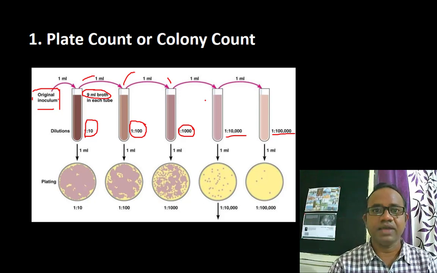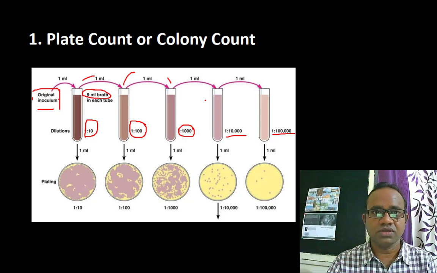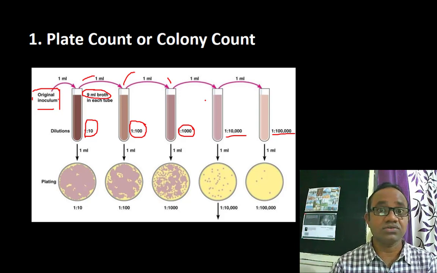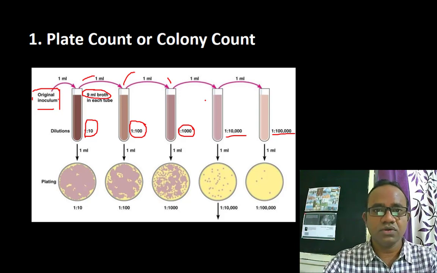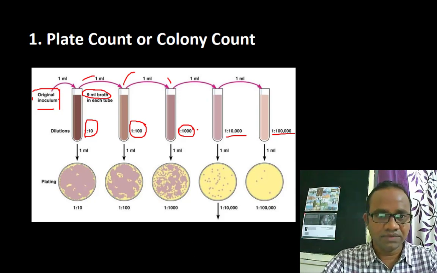The idea of diluting successively is that from the first test tube, the number of bacteria gets reduced in the second, reduced again in the third, and again in the fourth, and so on. So we are actually reducing the number of bacteria through the dilutions. What we generally do is take 1 ml of the liquid from each tube to the petri plates here.